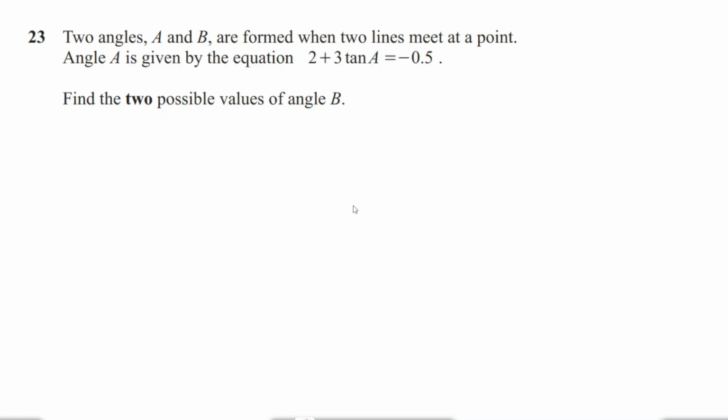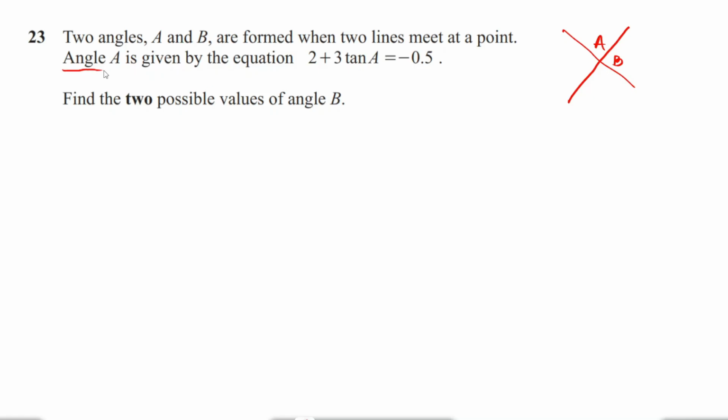Okay, now this is an interesting problem. Two angles A and B are formed when two lines meet at a point. Let us assume this A and this B. Two angles, capital A and capital B. Okay, let us find out what the question says.